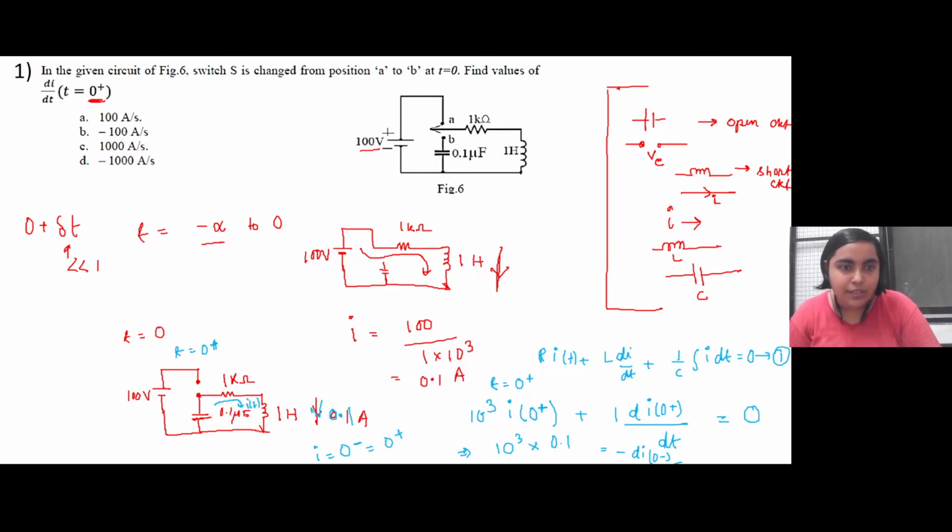So if we simply write it at the top, di of 0 plus by dt will be equal to, you take the negative sign there, 0.1 into 10 to the power minus 3, which is 100. So it is 100 ampere per second. So the correct option will be option B.